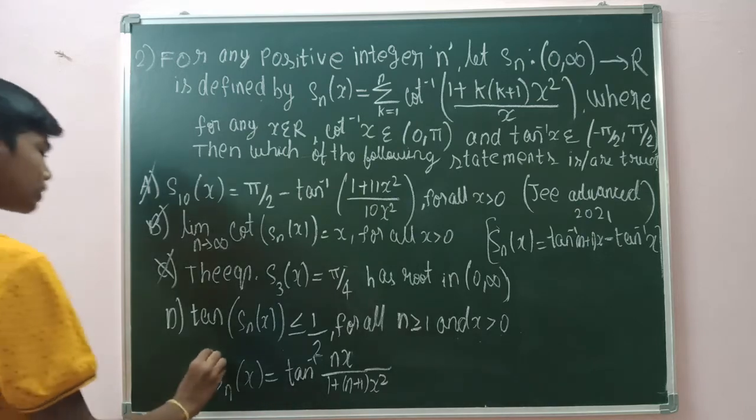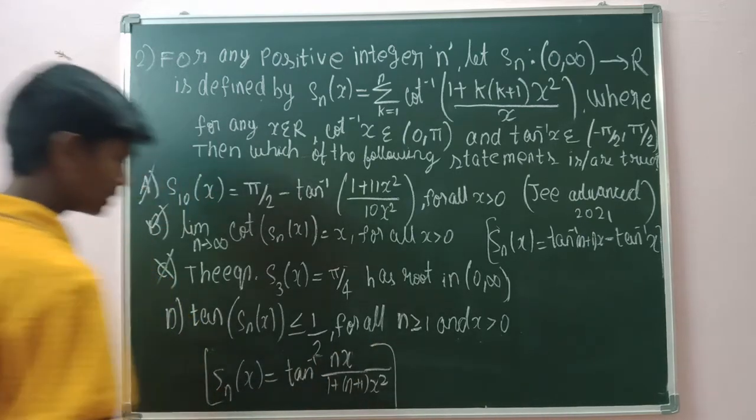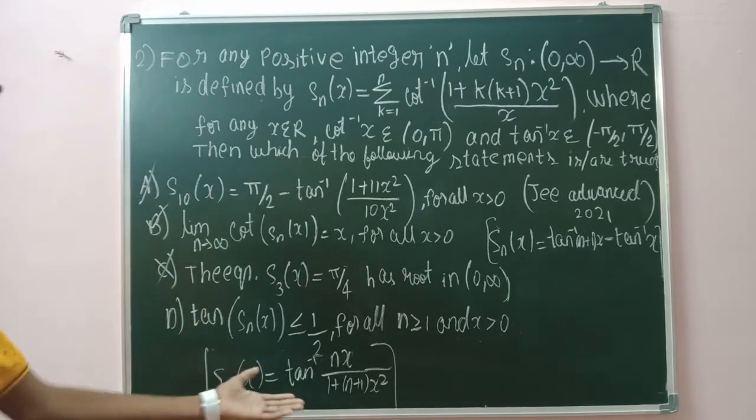So now in the question it is given that tan of S_n of x. Tan of S_n of x means take tan on both sides.